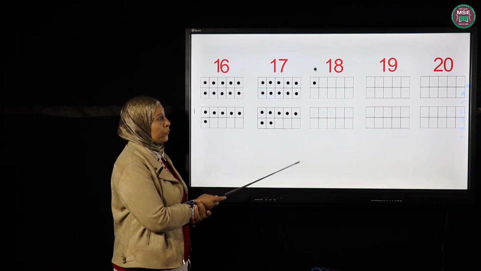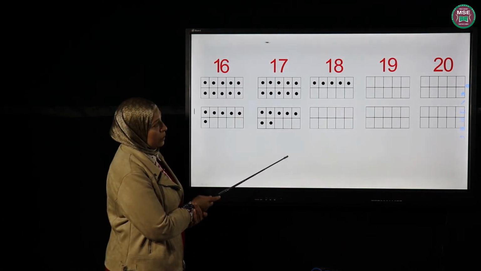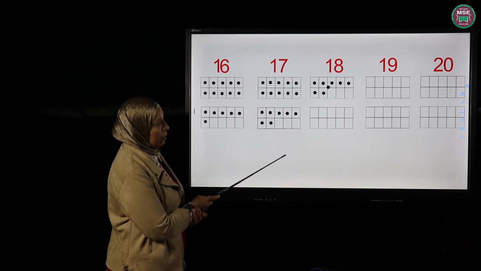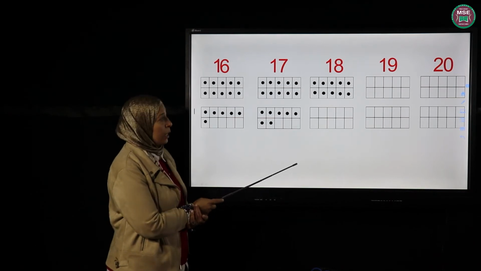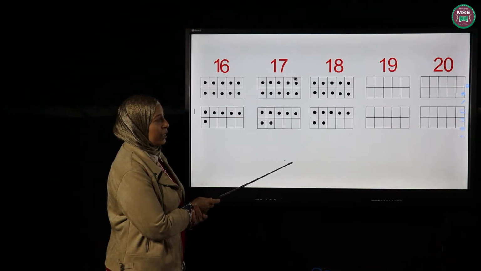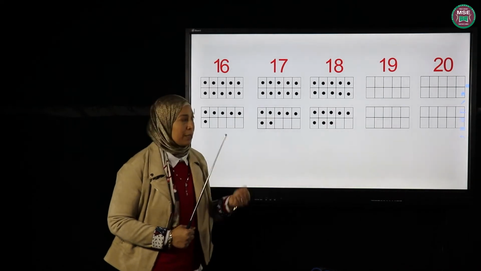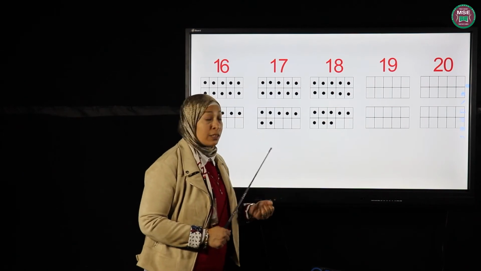Okay, after 17 we have 18. 1, 2, 3, 4, 5, 6, 7, 8, 9, and 10. Okay, 11, 12, 13, 14, 15, 16, 17, and finally 18. So how many did I need? I need 10 and 8. What about 19? Yes, it's gonna be 10 and 9.